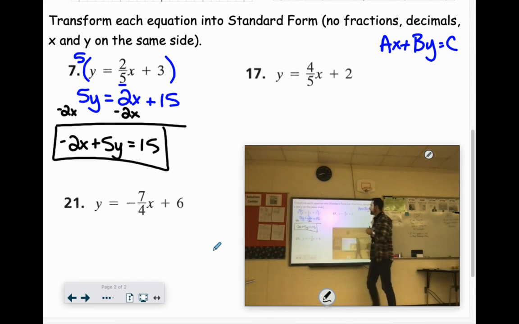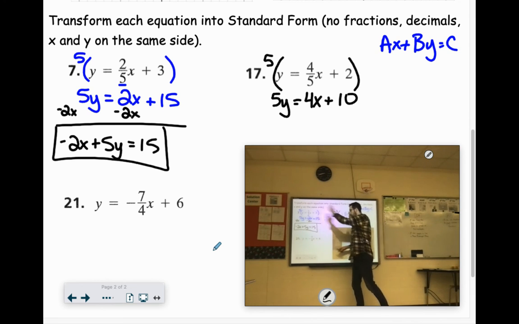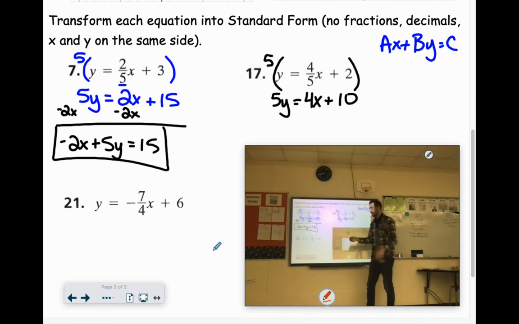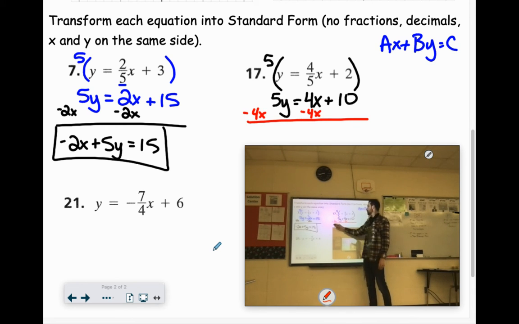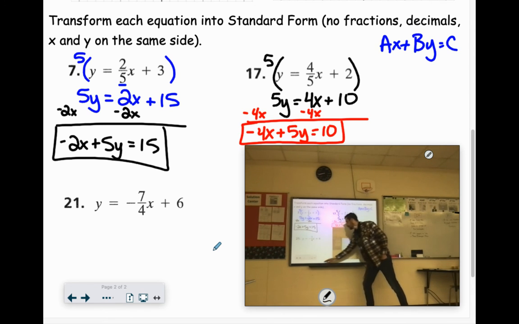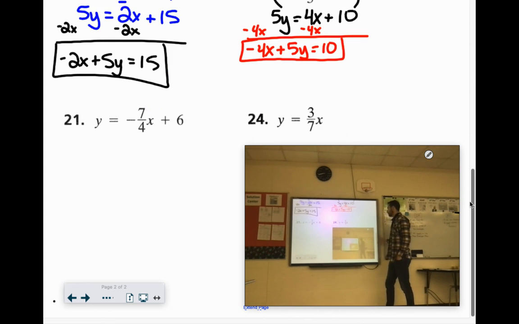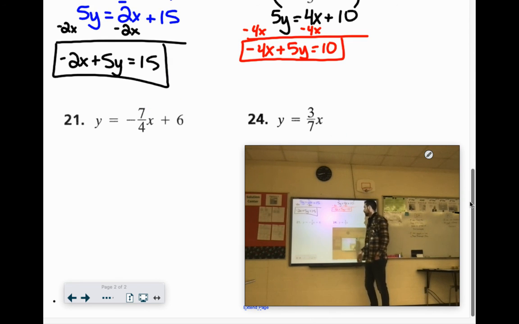So on number 17, again, our only fraction has a 5, so we're going to multiply everything by 5. So that would give us 5y equals 4x plus 10. We have to move the 4x to the other side, so we're going to subtract it, which would give us negative 4x plus 5y equals 10. Nice! All right, let's scooch down here. We have 2 more that we're going to try.